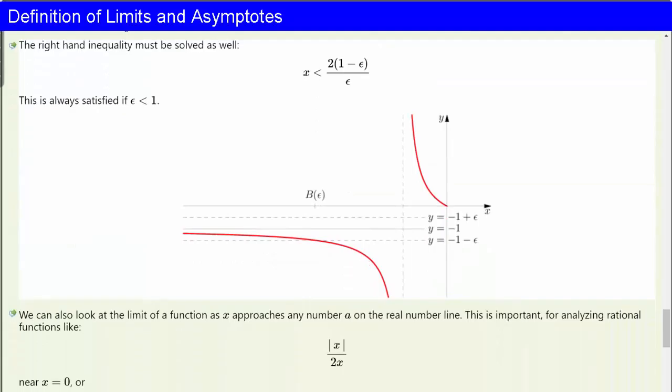But now the right-hand inequality must be satisfied as well, and it must be solved then. The result is x less than twice 1 minus epsilon divided by epsilon. This is always satisfied if epsilon is less than 1, since x is negative and the right side is positive.